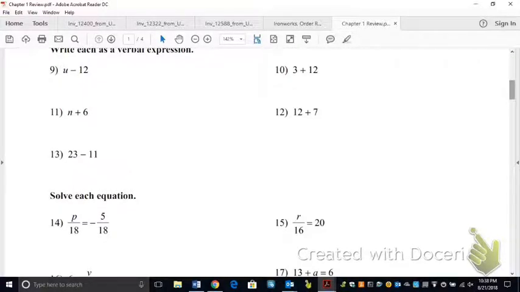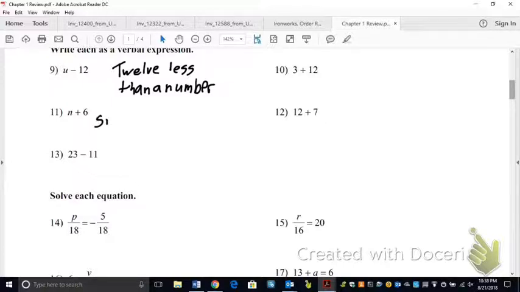So now for number 9, we want to switch it up a little bit. Write as a verbal expression. So we have u minus 12. A lot of different ways you can put this. You can put the difference of u and 12. u minus 12. For this first one, I simply put 12 less than a number. So 12 less than a number is going to be u minus 12.